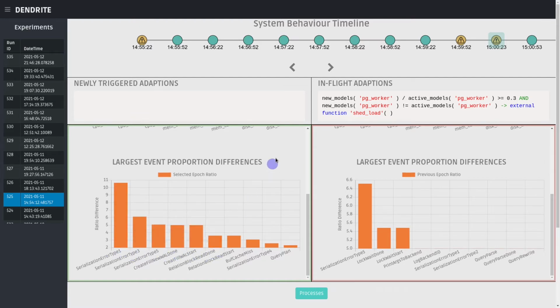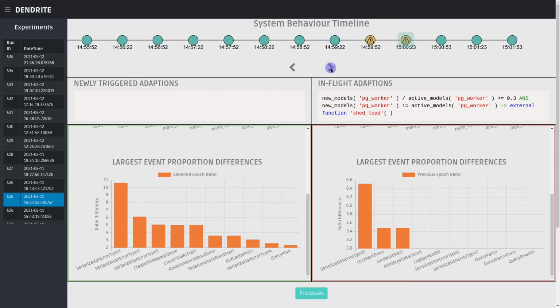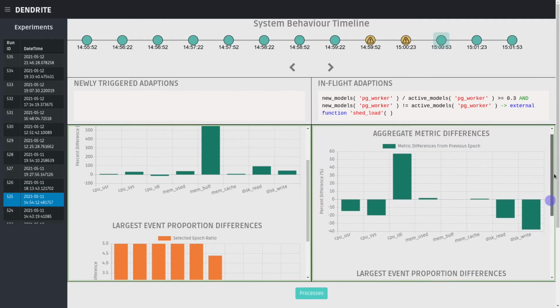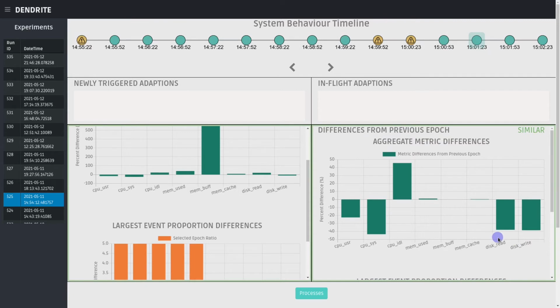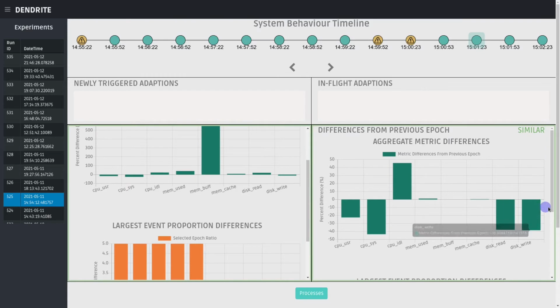As new information comes in, we observe that Dendrite has restored the system to normal behavior, as indicated by the teal circles. Clicking on a normal behavior interval, we observe that Dendrite has significantly reduced disk I/O through its reaction rules over the previous interval. Moreover, the Processes panel shows that Dendrite has reduced the number of active processes and thus restored normal behavior, as exhibited in the following time intervals.